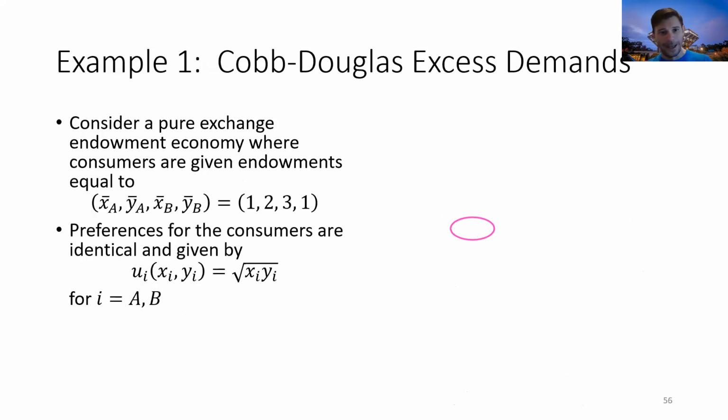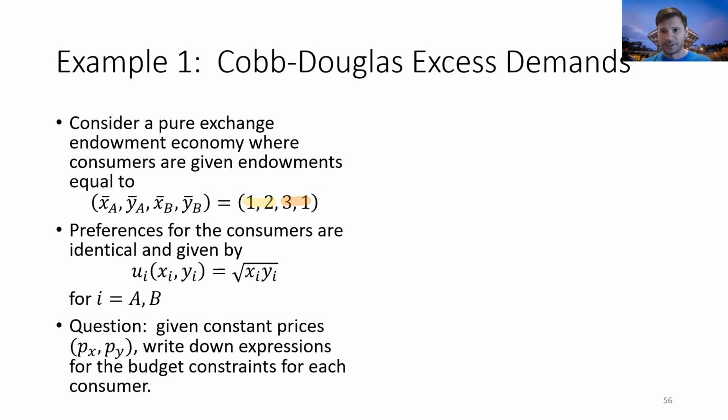All right, so let's go ahead and think about this situation that we've looked at before. We had this pure exchange economy where individual A was given 1 unit of X and 2 units of Y, and individual B was given 3 units of X and 1 unit of Y. Now the question is, given constant prices, we want to write out expressions for the consumers' budget constraints, and that's where we're going to start thinking about this.